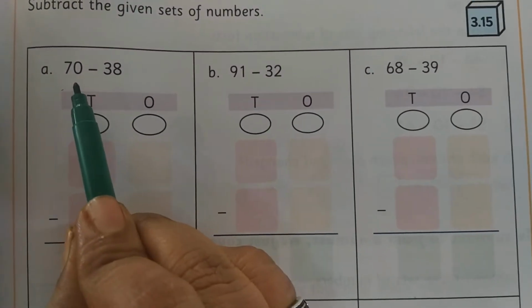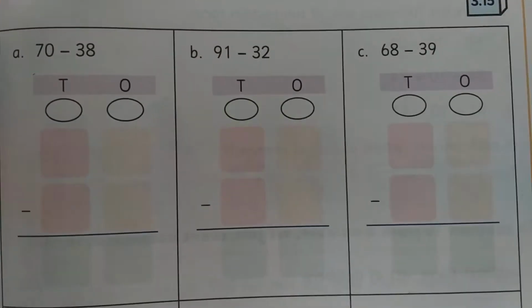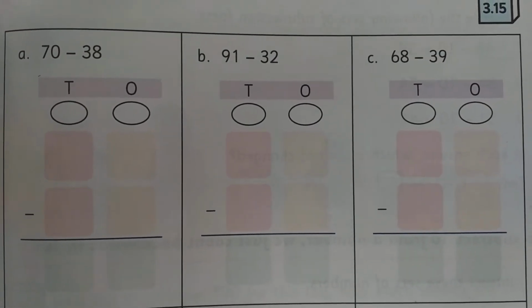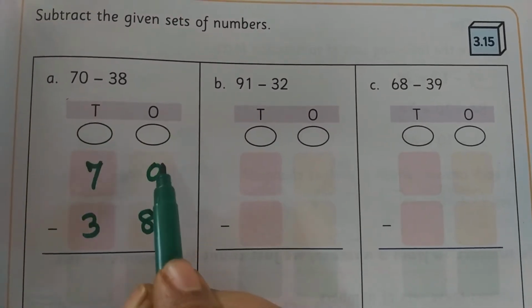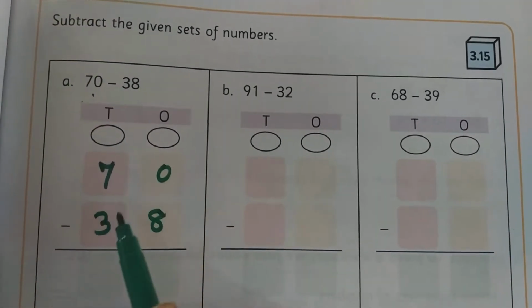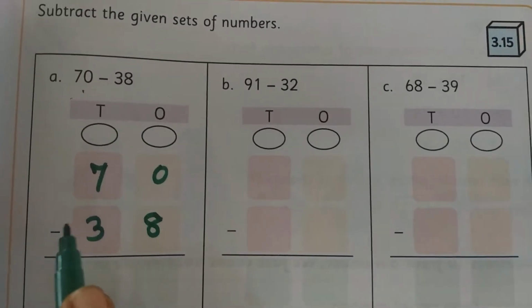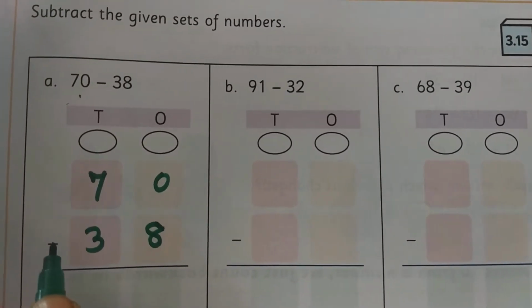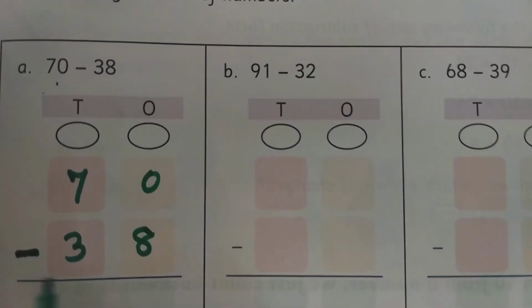See, first sum, 70 minus 38, they have given. So you want to write the subtraction fact first. Write like this: you want to take and write the numbers. The first number 70 you want to take and write, and 38 you want to write in the second box. And what operation are we going to do? Subtraction. Okay, we are going to do the subtraction.